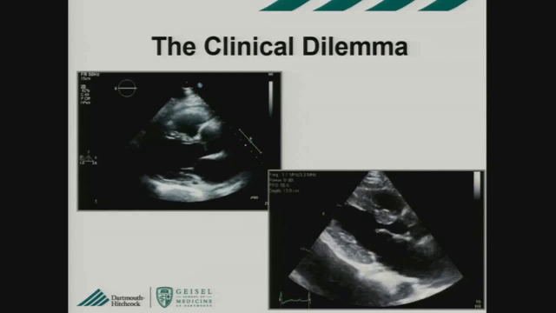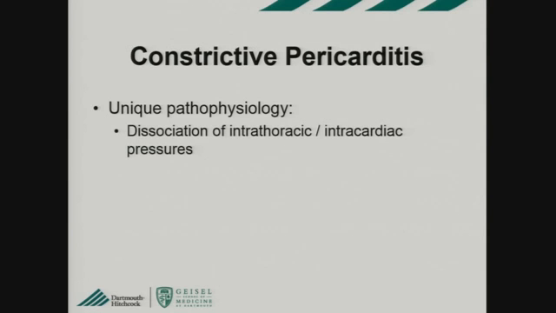The way we diagnose constriction is by recognizing that it has very unique pathophysiology, and Shobha covered a lot of this in the tamponade talk. They're actually quite similar. They're all part of the compressive pericardial disease spectrum. But in constriction, there's also a unique aspect of this dissociation of intrathoracic and intracardiac pressures, such that the pressures inside the heart do not track normally with the pressures inside the rest of the chest, and we'll talk about that. There's also the ventricular interdependence that was mentioned in the tamponade talk.